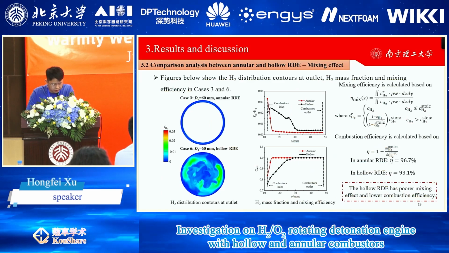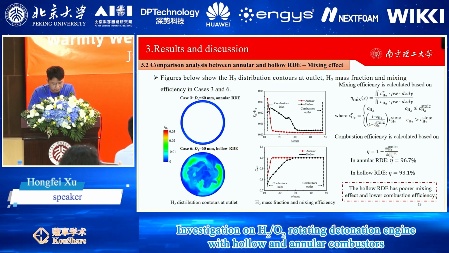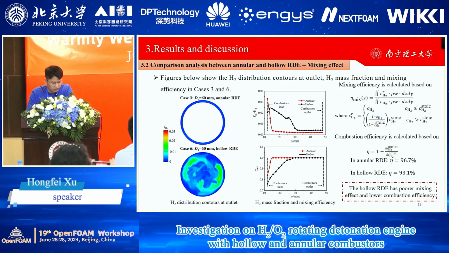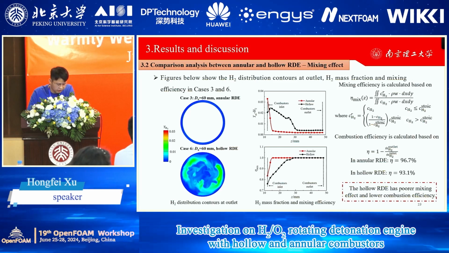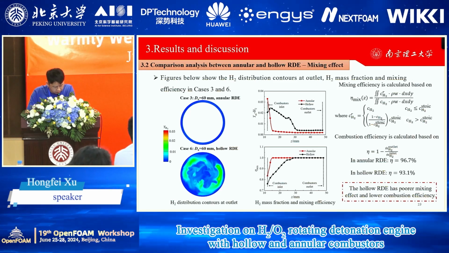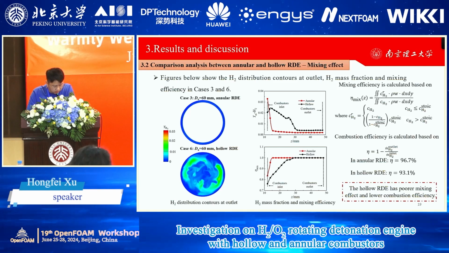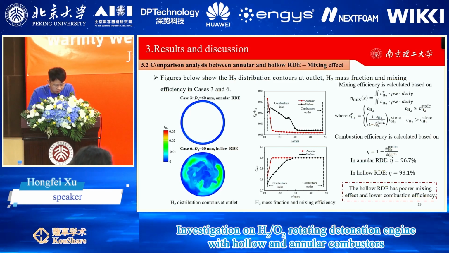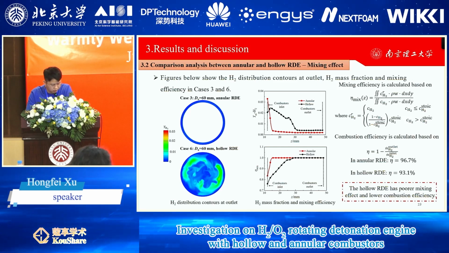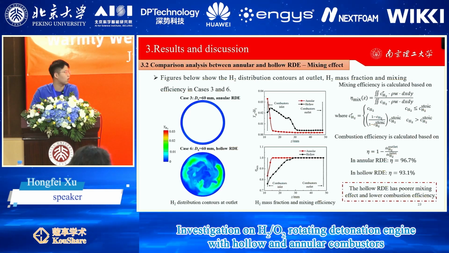As shown in the figures, the mixing efficiency in the reactant zone of the hollow RDE is lower than the annular one, and the overall hydrogen content in the hollow RDE is higher than the annular one. The hydrogen distribution at the outlet is uniform, and the content is small in the annular RDE, while the hydrogen distribution at the outlet is uneven, and there is a large area of residue in the hollow one due to uneven mixing. The proportion of unreacted fuel is higher and the combustion efficiency is lower in the hollow RDE.